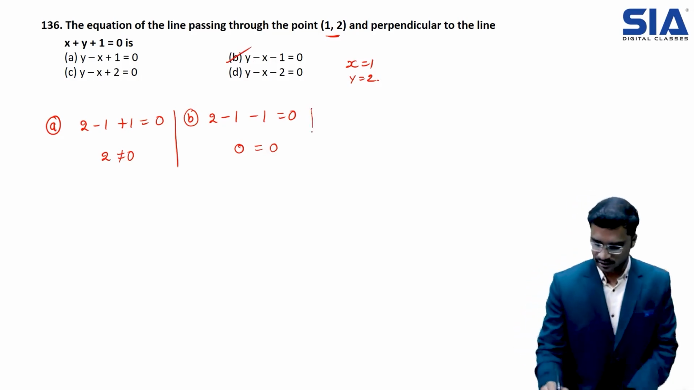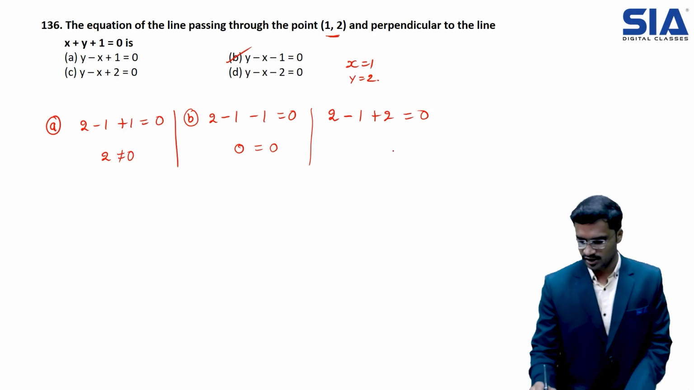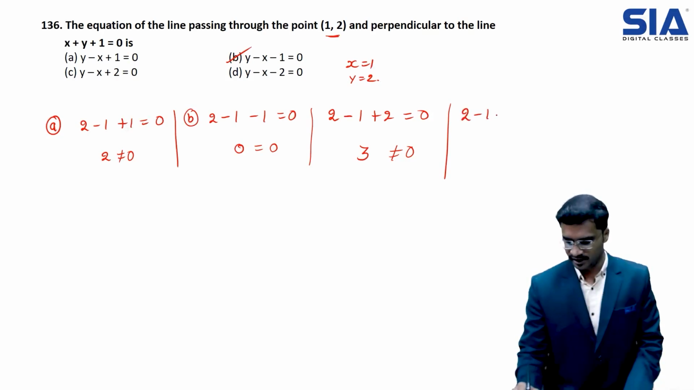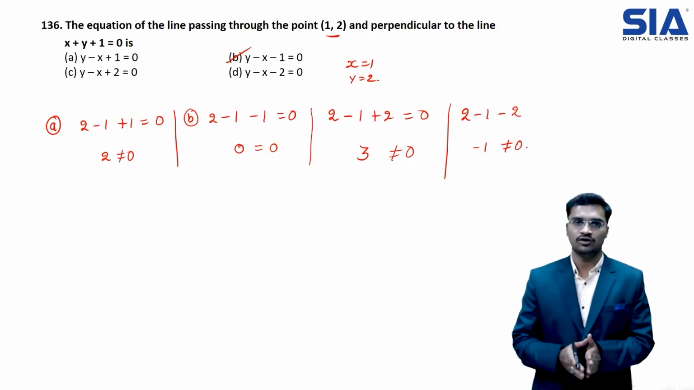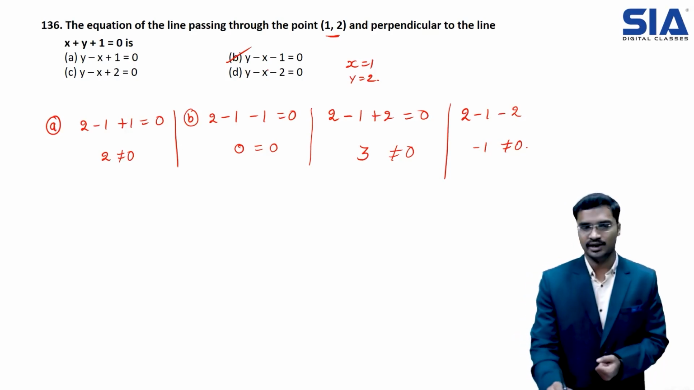So let us check the third option also. y is 2, x is 1, plus 2 is equal to 0. So here this is not equal to 0. The value here is 3. In the same way, the fourth option, 2 minus 1 minus 2. So this value is coming as minus 1. Minus 1 is not equal to 0. There is only one option that is equal to 0 when (1, 2) is substituted in the line. So our answer is y minus x plus 1.